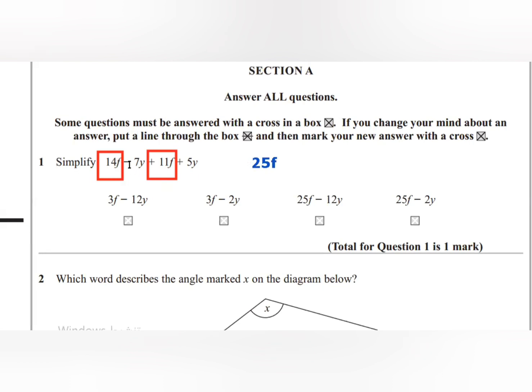Now, the second one, here we have minus 7y and plus 5y. Y and y are the same, so these are like terms. So we're going to add or subtract these from each other. Minus 7 plus 5 equals minus 2. So we have minus 2y. And this is the final answer for this question: 25f minus 2y, which is here.